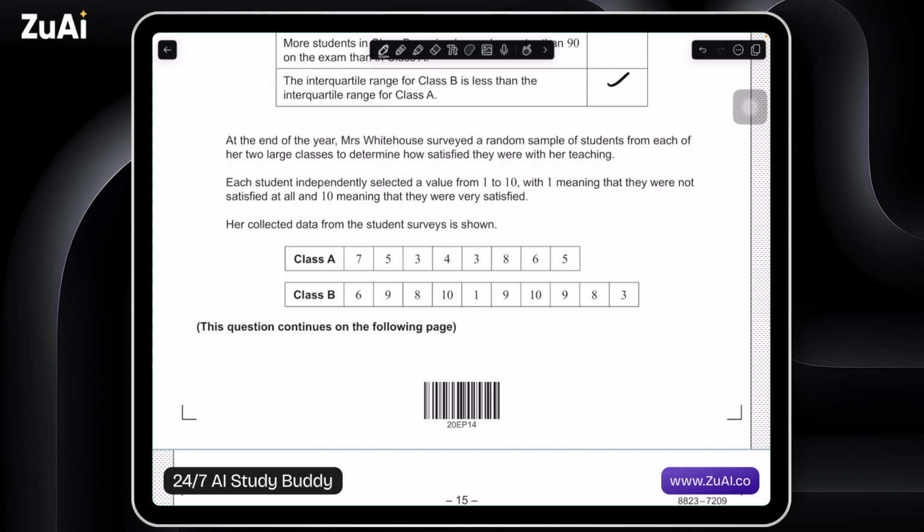Each student independently selected a value from 1 to 10, with 1 meaning that they were not satisfied at all, and 10 meaning that they were very satisfied. Her collected data from the student surveys is shown. Okay, so here's class A, and here is class B.